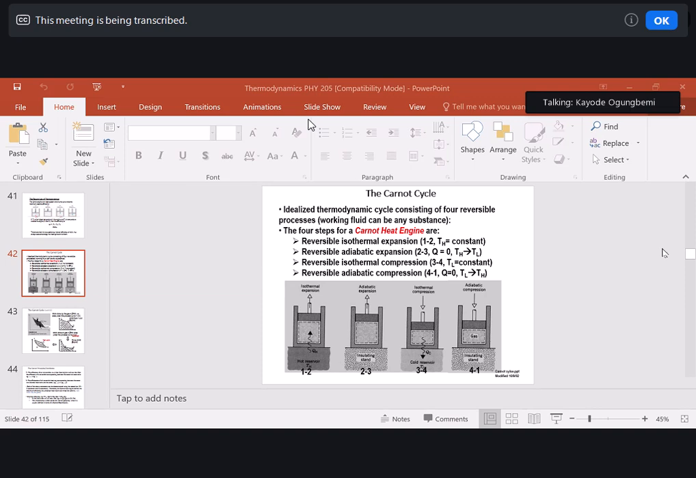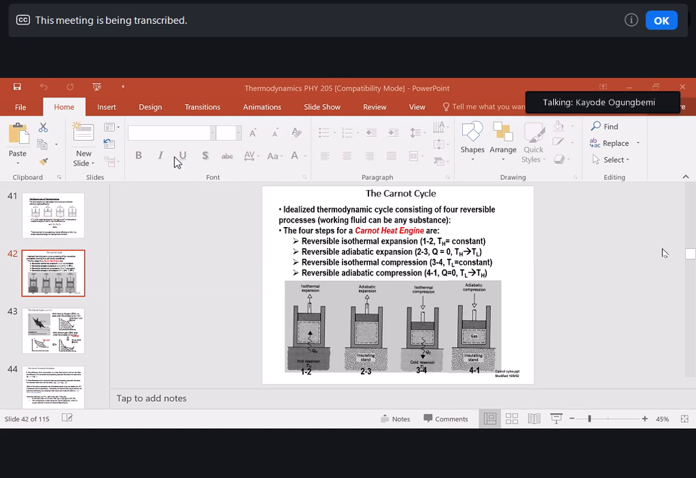Okay, energy wasted. Idealized thermodynamic circuit, I said, consists of 4 reversible processes. When you say reversible process, it's a process that can go around and you can still turn it around, okay? And we can apply any fluid. When you say fluid, it can be gas or liquid, okay? So the first step for a Carnot heat engine is that heat is supplied to the system at constant temperature.